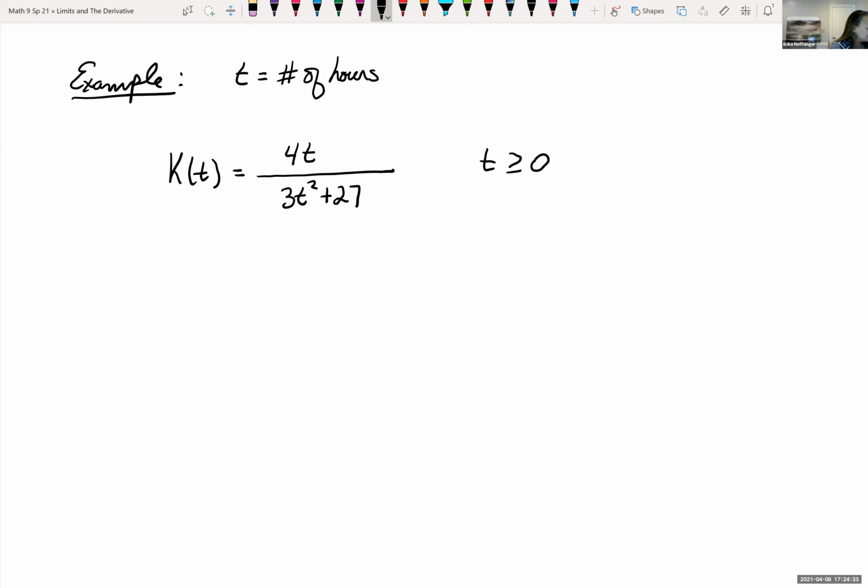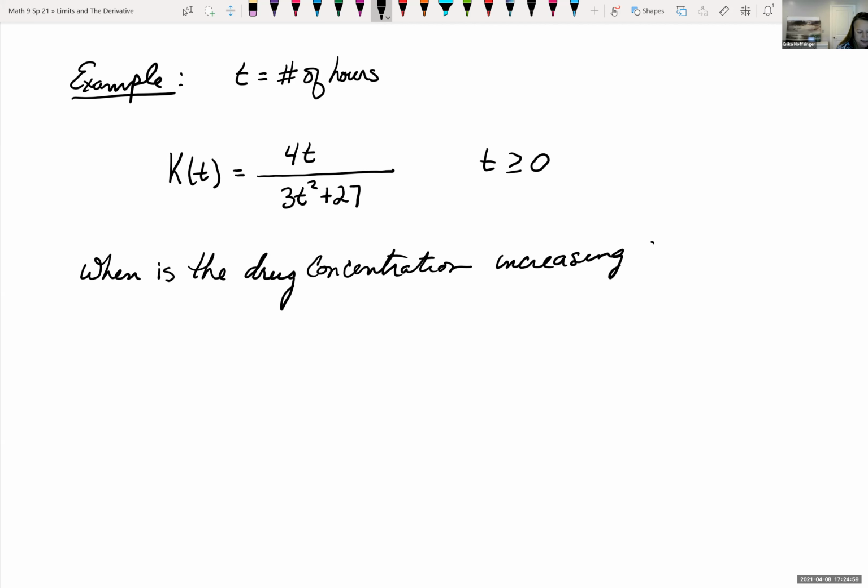So A, on what time interval is the concentration of the drug increasing? B, on what interval is it decreasing? So when is the drug concentration increasing and decreasing in the bloodstream?